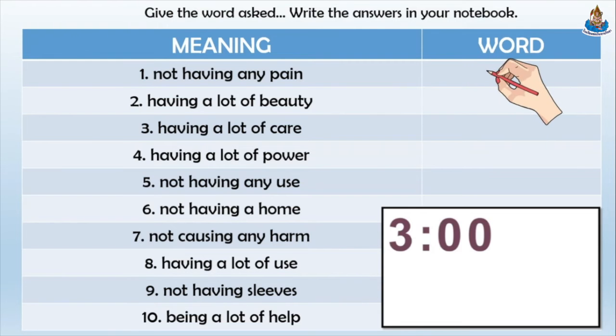Now let's see if you can give the answers to the following. So your job is to give the word that is being defined in these phrases. So on the first column, you have here the meaning, and you are going to give the word that it defines. So like say for example, not having any pain. Would that be the word painful or the word painless? So you have 3 minutes to work on this activity. 3 minutes, here we go.